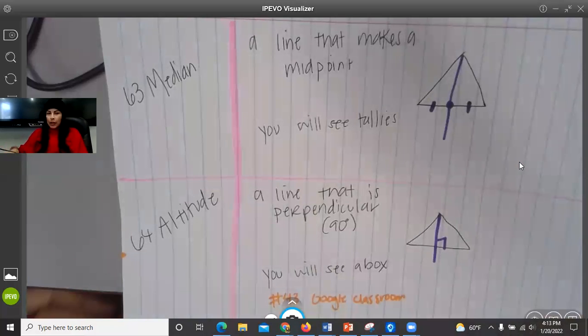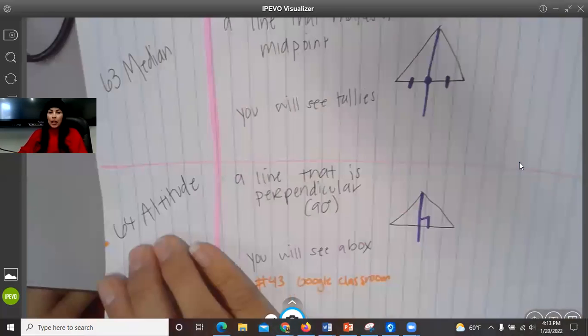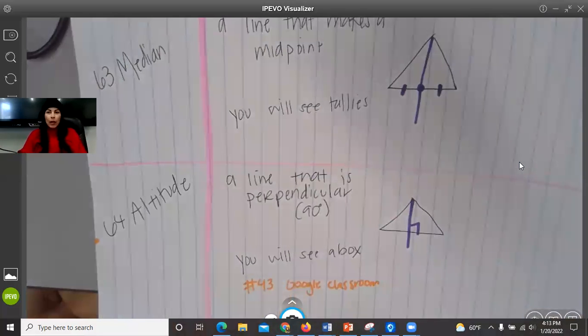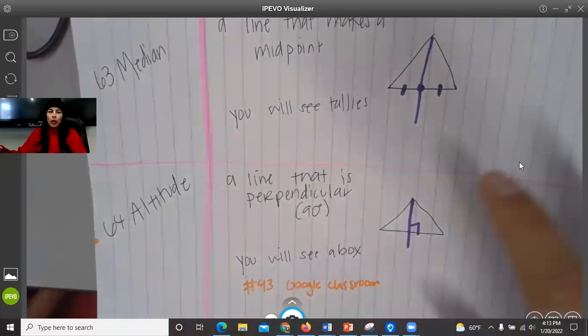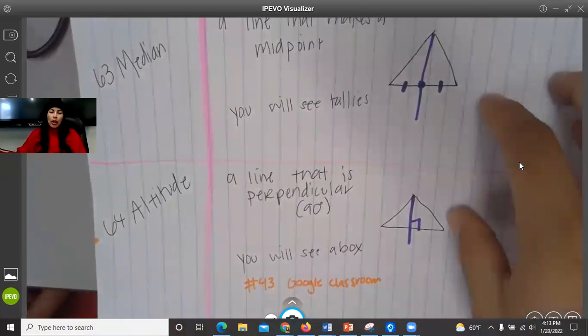So what we're going to do next is on Google Classroom, you're going to see number 43, and we're just reviewing. This is very visual, what it looks like, and I'll ask you what they are and what you're going to see.